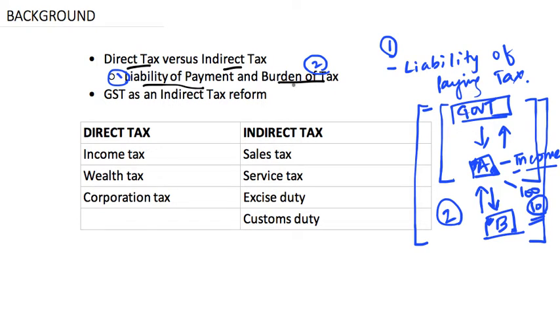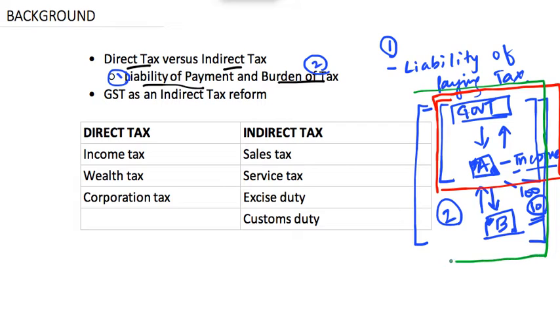So, in direct tax, the liability of payment as well as the burden of taxation lie on the same person. Whereas, in the case of an indirect tax, the liability of payment lies on one person, whereas the burden of taxation lies on another person.